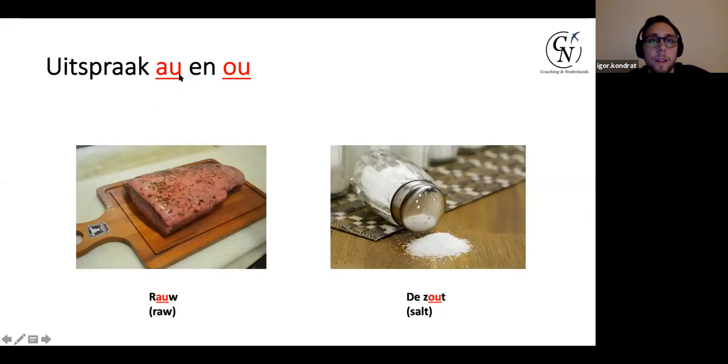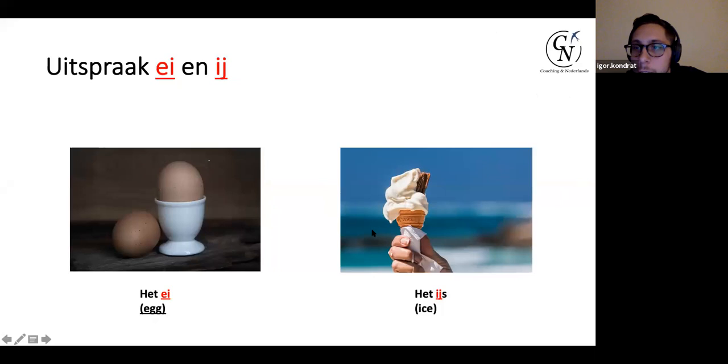Okay. And this one is also sometimes hard. It's, for example, when you write a letter to someone, it's important to know the difference. Ik rij, you say. Ik rij. That's the accent, the pronunciation. Rij.